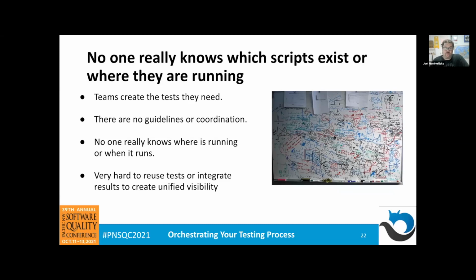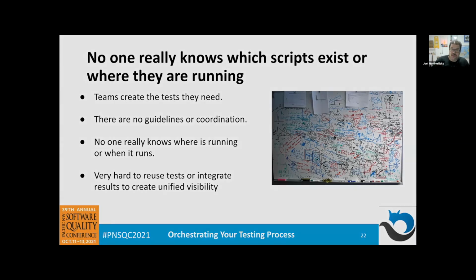One of the biggest problems that we have with manual and automation is that usually we're working on them in different frameworks, so no one really knows how to put them together. Everyone is going to be creating their own test cases. There are usually no guidelines. No one really knows what is running and when. And again, we see them all over the place. And it's very hard, especially among different teams, to reuse and integrate not only the results, but also the tests that we want to run together.